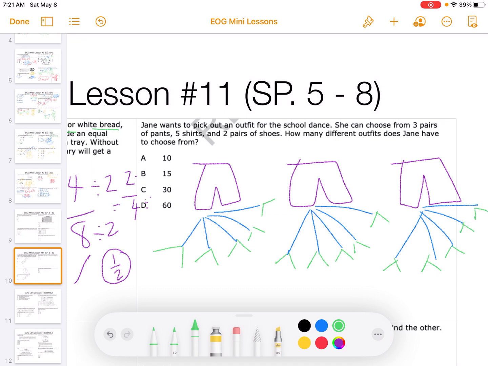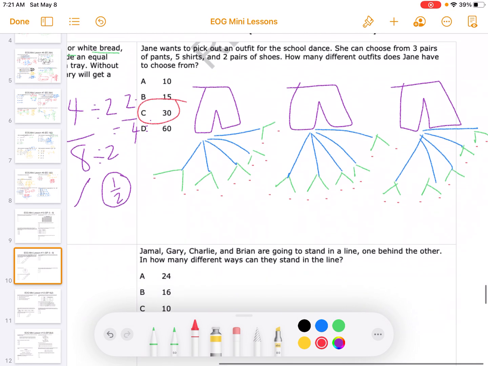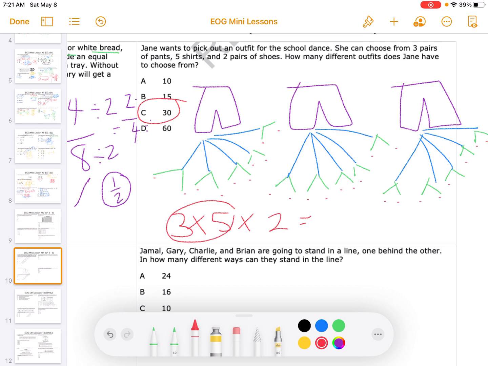And then I'm just going to count the ends of my green lines. So 1, 2, 3, 4, 5, and so on up to 30. So I think it's C. The other way I could do it is 3 times 5 times 2. So 3 times 5 is 15, times 2 is 30.